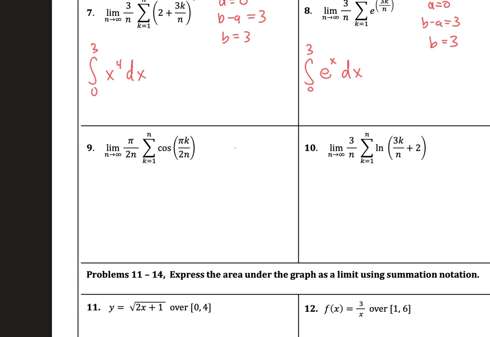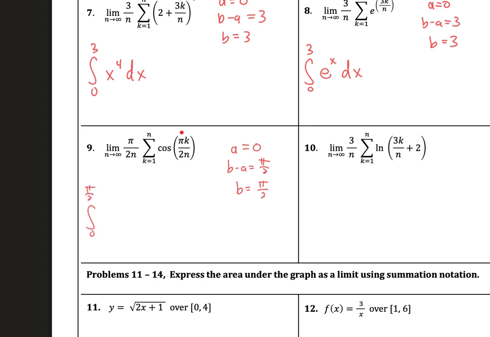Okay, next one again, there's nothing added. So a equals 0. We're really paying attention to this thing with k. Nothing added. And then b minus a is really pi over 2. If you divide pi over 2 by n, you get pi over 2n. So really b minus a is pi over 2, which means b is pi over 2. So integral from 0 to pi over 2.